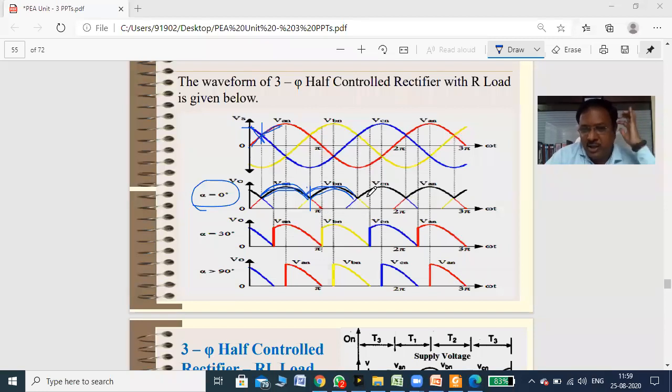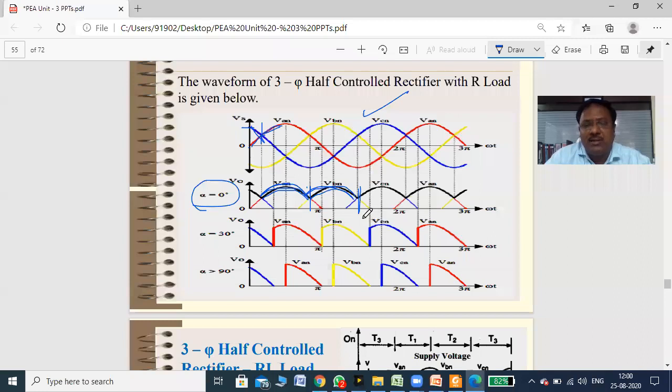That is 120 degrees. Again at this 270 degrees, you can see the voltage at phase B is decreasing. The voltage at phase A is negative, but the voltage at phase C is increasing. So phase C is more positive.